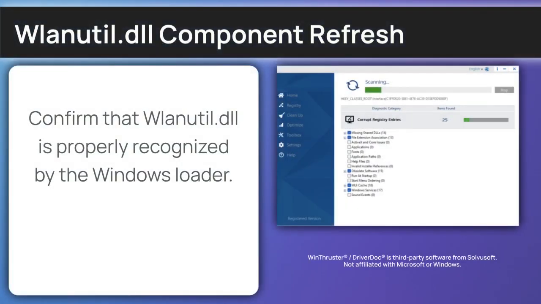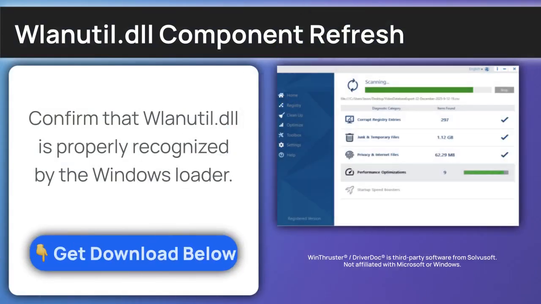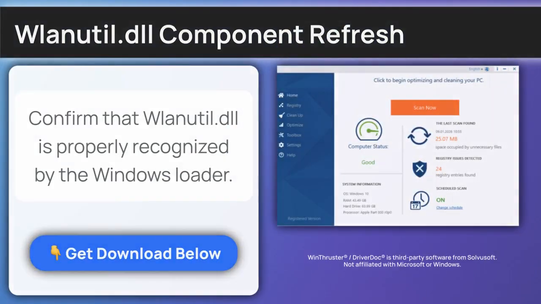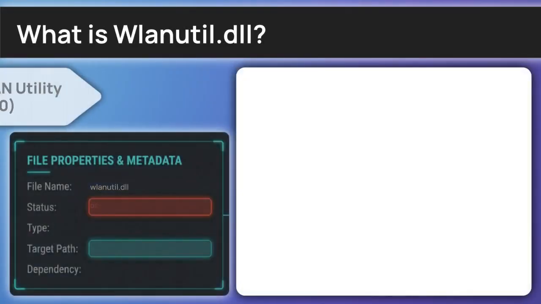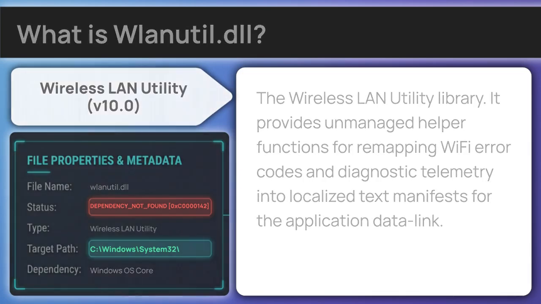To kick off the WLAN utility guide, I've provided an official resource for maintaining a healthy and synchronized workstation. This is the WLAN Utility, the Wireless LAN Utility Library. It provides unmanaged helper functions for remapping Wi-Fi error codes and diagnostic telemetry into localized text manifests for the application data link. With the why out of the way, let's focus on getting you running again.